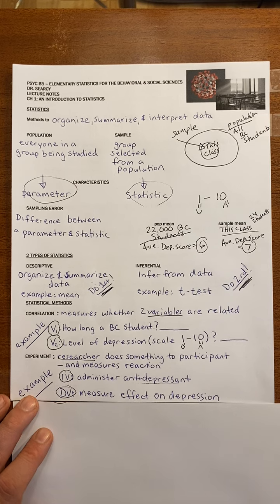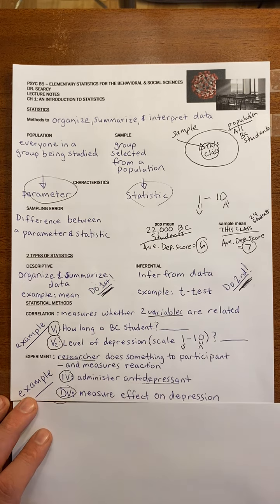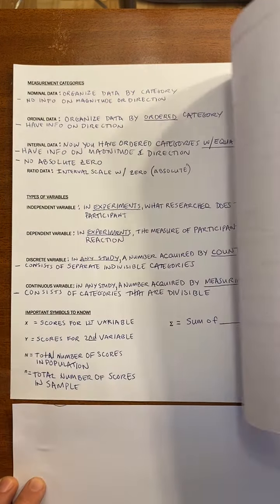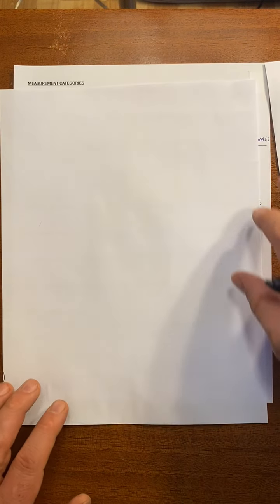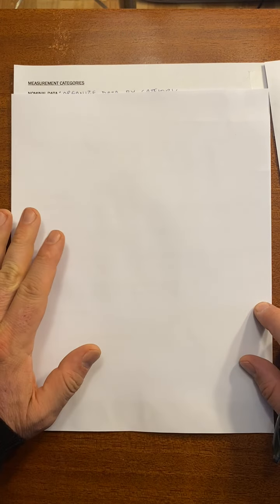Okay, so at this point, we've just explained two types of statistical methods, the correlation and the experiment. Now, I want to move on to different types of measurement categories. What do I mean by this term measurement categories?